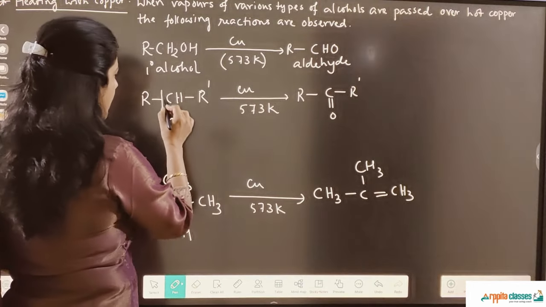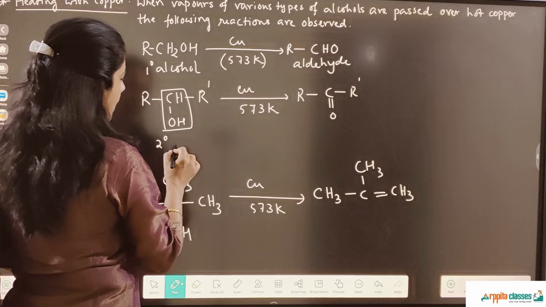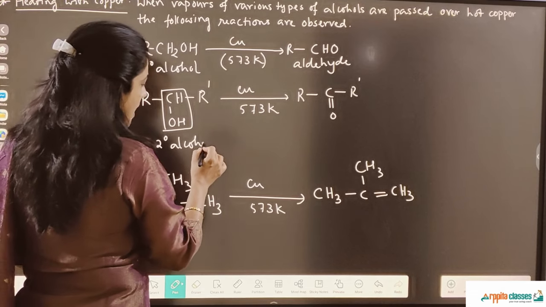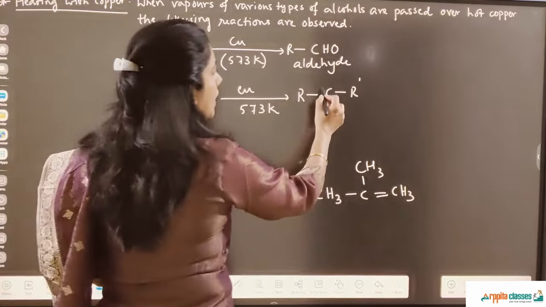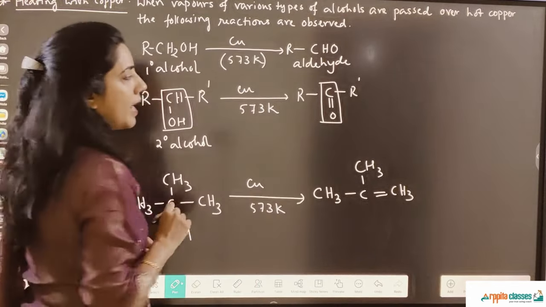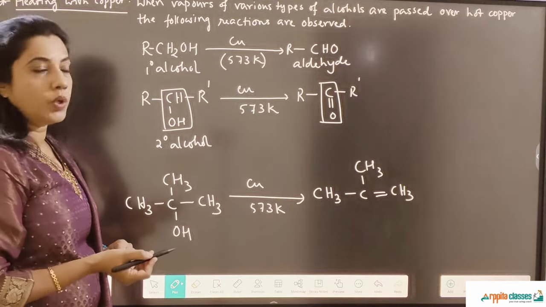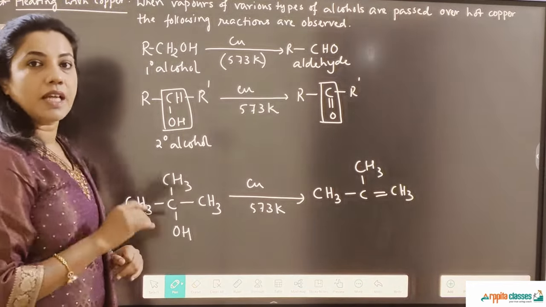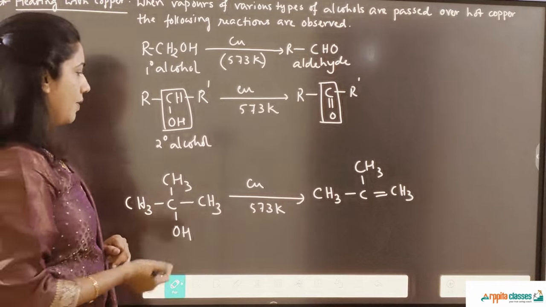Next, this is your secondary alcohol. CHOH means this is your secondary alcohol. When you do the same reaction with secondary alcohol, you get ketone. So primary alcohols convert into aldehyde, secondary alcohols convert into ketone. Just remember the reagent, that is copper along with 573 Kelvin temperature.